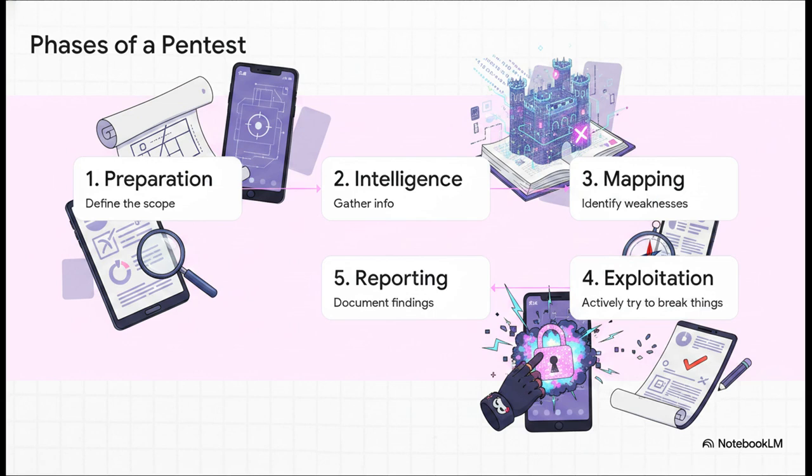A professional penetration test, or pen test, isn't just random hacking. It's actually a highly structured process. It all starts with preparation, where they figure out what they're supposed to be testing. Then comes intelligence gathering to understand what the app does. After that is mapping, where the tester explores every single button and feature to identify potential weak spots. Then comes the exploitation phase. That's when they actively try to break things. And finally, and this is maybe the most important step, is reporting, where every single finding is carefully documented so the developers can fix it.